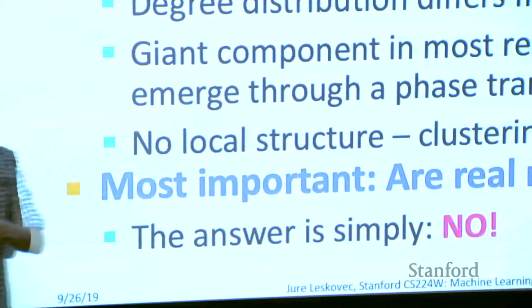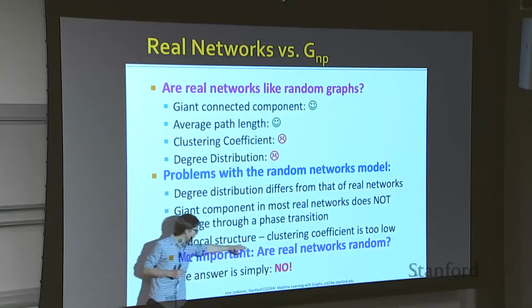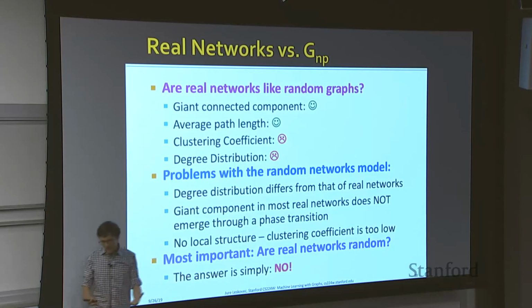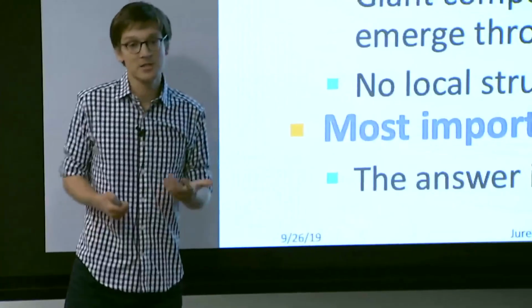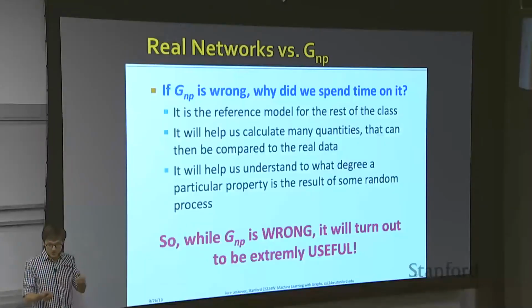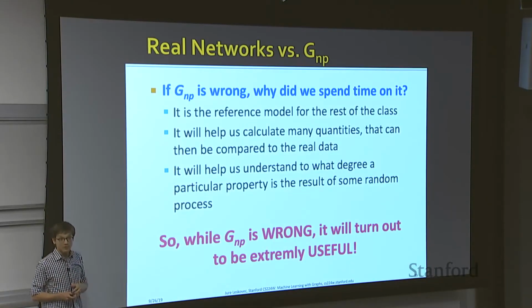This giant component does not emerge through this kind of phase transition that I showed you, and they have no clustering coefficient, right? So are real networks random, like the random graph model? The answer is simply no, right? So it's not the case.